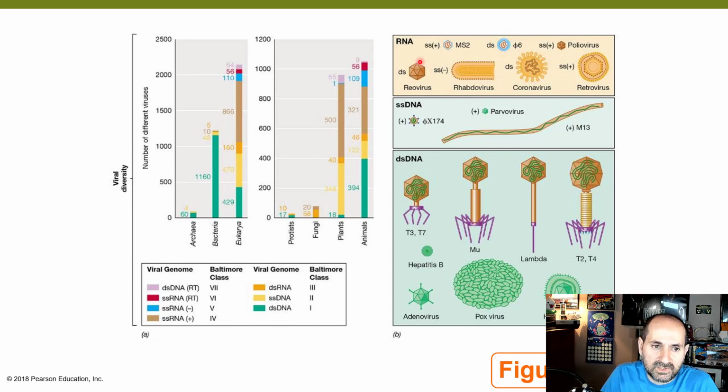And if we take a look here, viruses are also very diverse in terms of their shape. Remember, viruses can be icosahedral, viruses can be helical, viruses can be what's known as complex, where they have multiple different shapes like icosahedral head, helical tail, tail fibers. Remember all that? So viruses can range from very simple looking to quite complex.